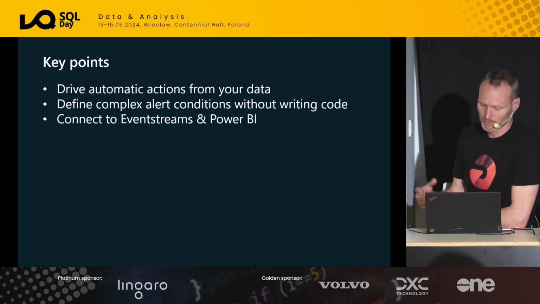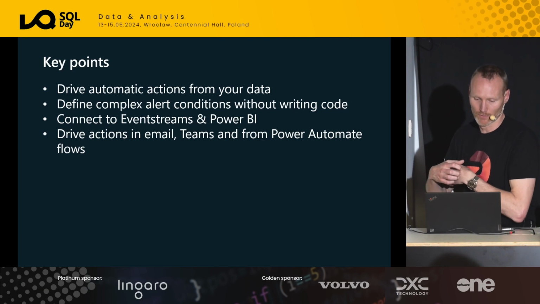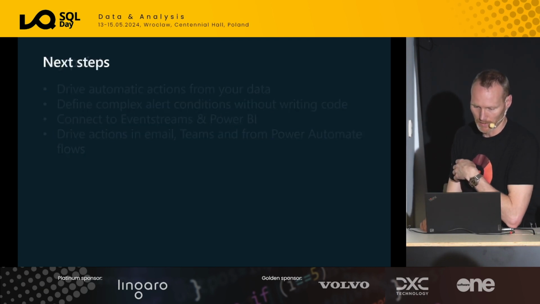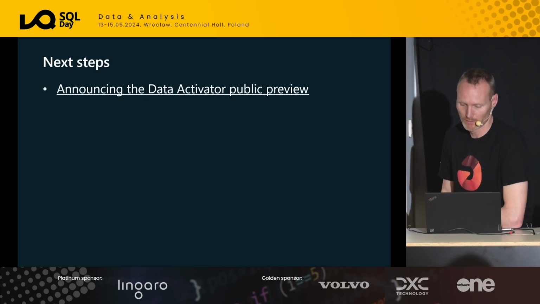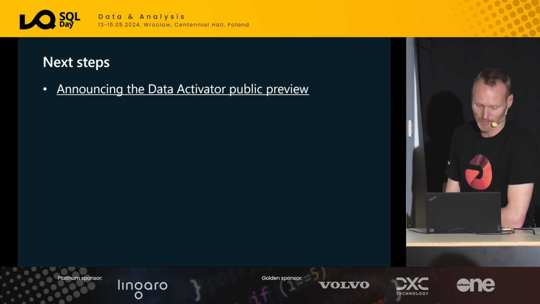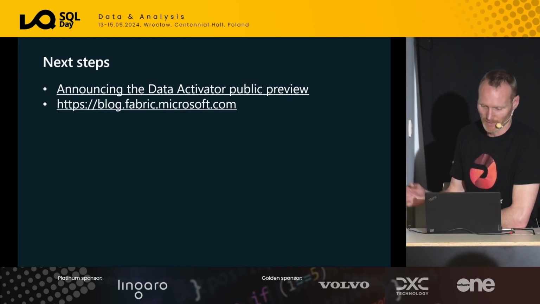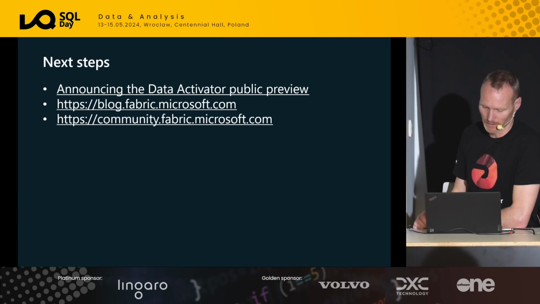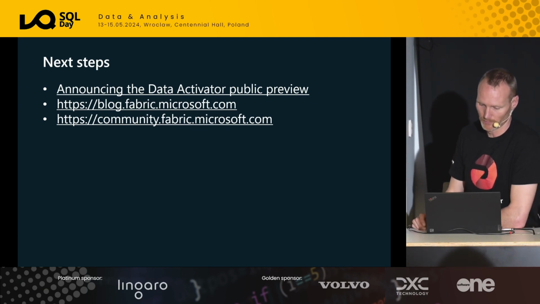Today we support event streams and Power BI. You can have actions as emails, Teams, or Power Automate flows. And as a next step, we have not announced when we will GA Power Automate, and I don't have any dates to share, unfortunately, but we are working hard on it. We have new things being announced on the blog post, and there's also a dedicated Data Activator community. So if you want to know more or have questions, then ask in there.